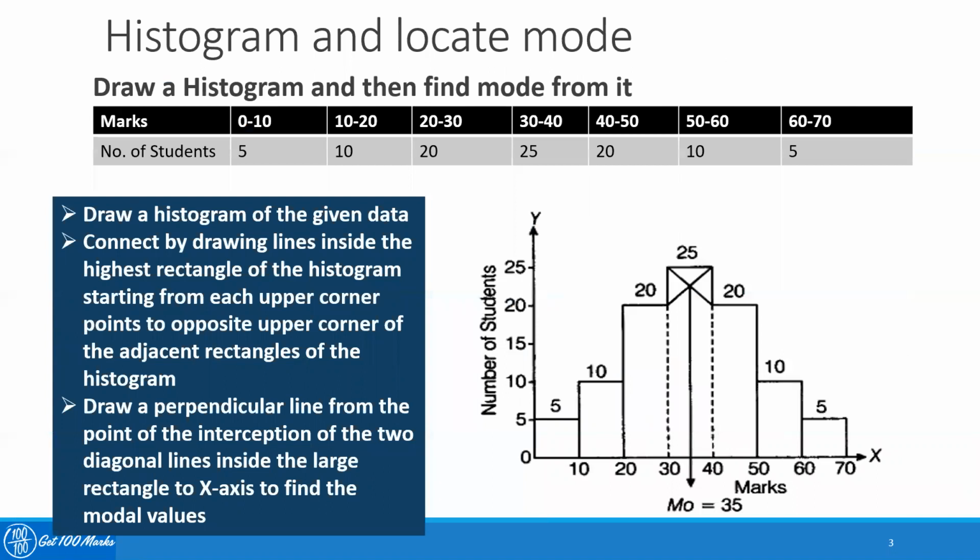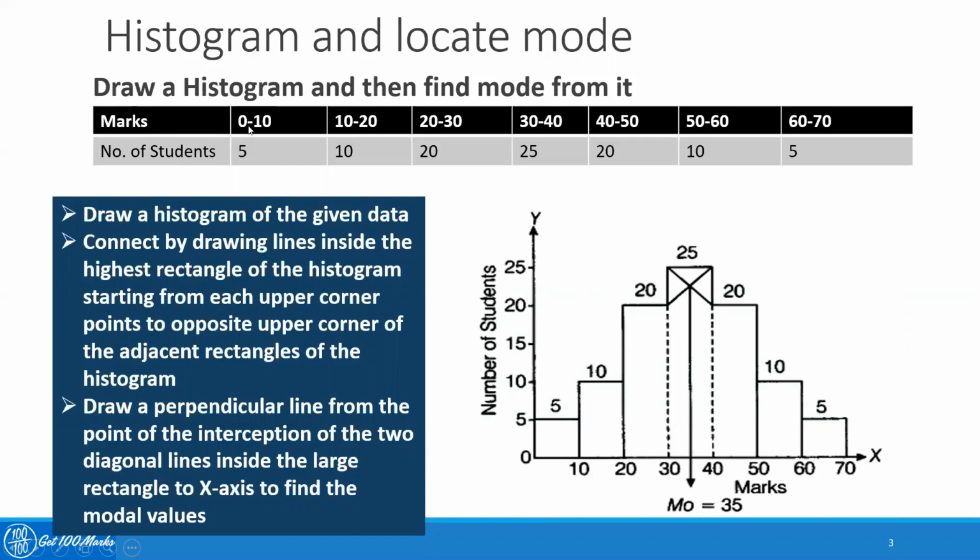Now, a histogram also helps us to locate the mode. In my previous video, I discussed how to calculate mode for different types of data, whether it is an ungrouped series, a grouped frequency distribution, or individual observations. For this particular question, I have drawn the histogram, and from the histogram we have located the mode. Let's see the steps followed here.